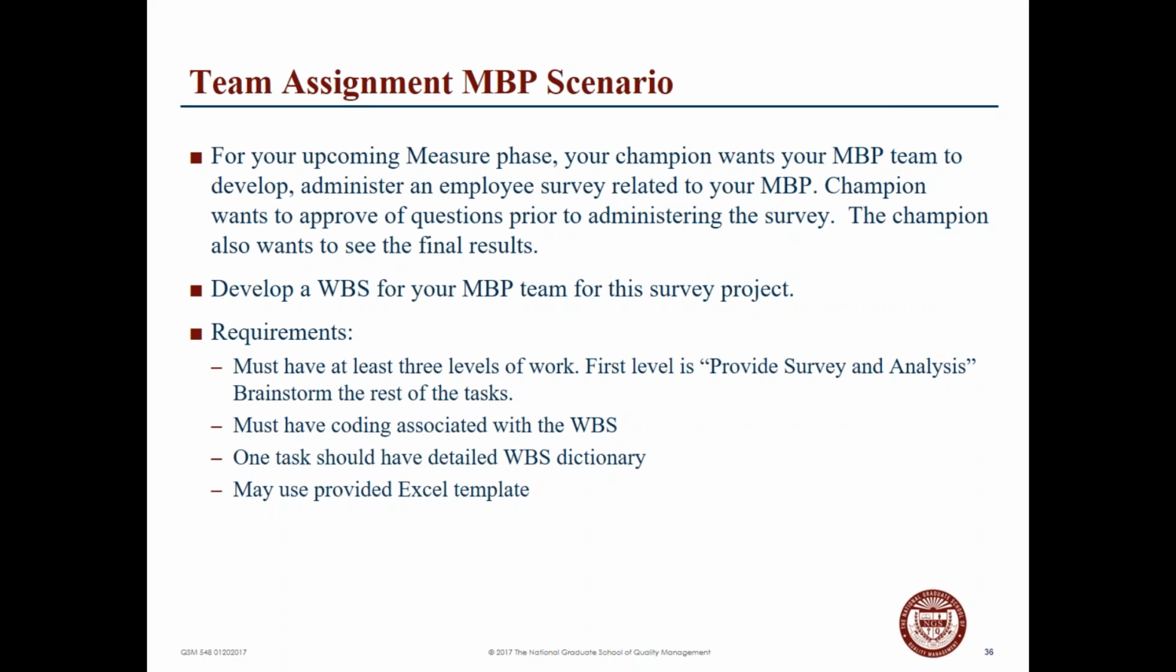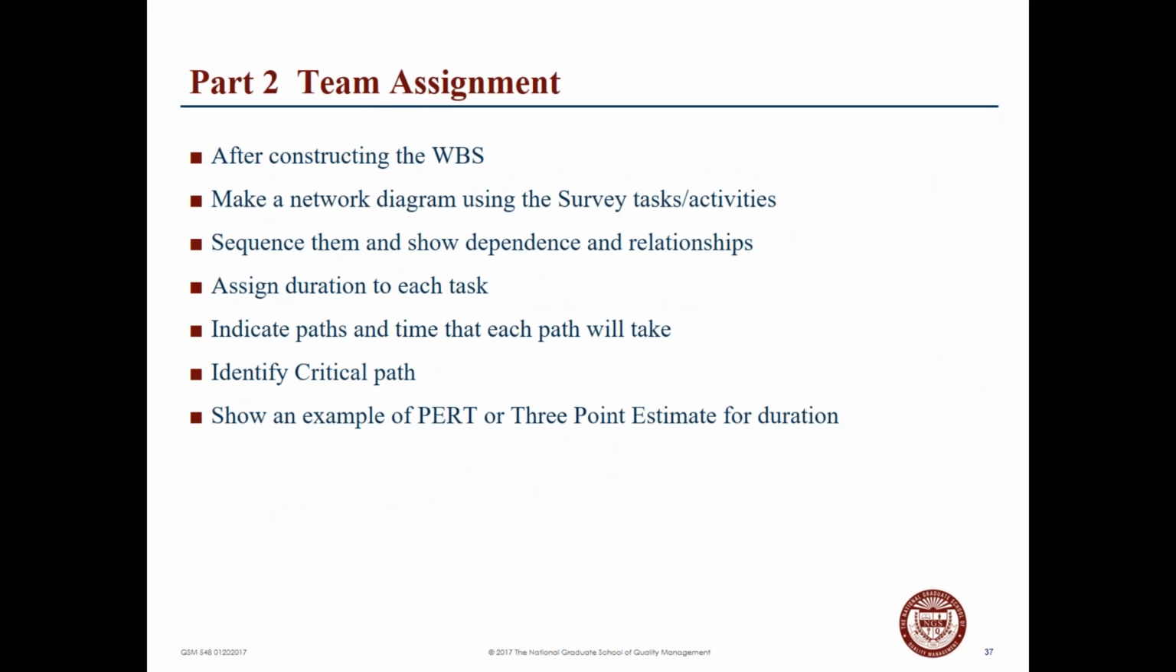So the requirements are it must have a minimum of 3 levels of work. The first level is provide the survey and analysis, and then you brainstorm the rest of the tasks. It needs to have coding associated with the work breakdown structure, and at least one task could have a detailed work breakdown structure dictionary. And you can use the Excel template that's provided in the course resources. Everybody understand? Yes. Okay.